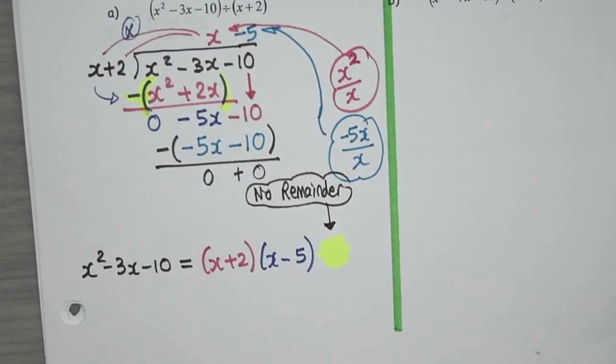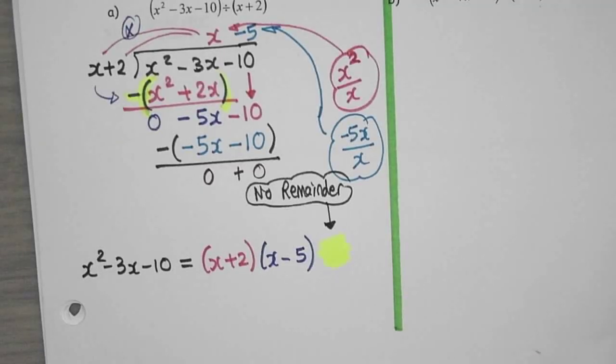So nothing goes there because nothing goes there. You don't have to put plus 0, it's just nothing there. So people are like, what do I put? Nothing, because there is no remainder.